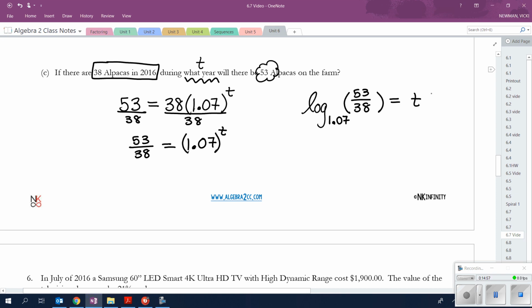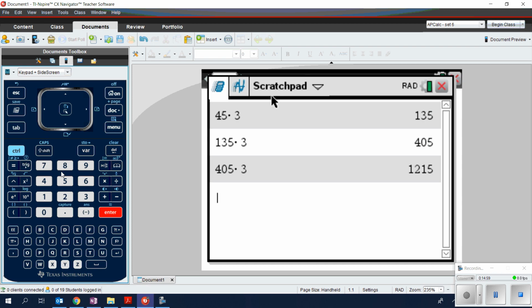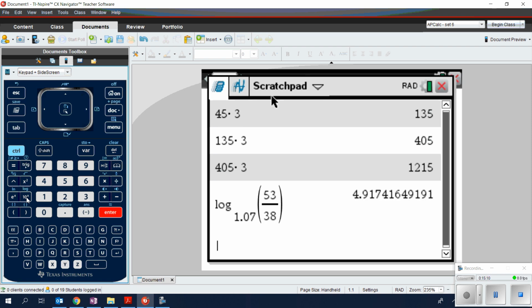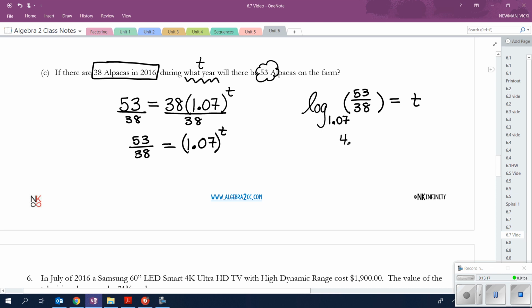So, calculator, quickly. Log 1.07. Okay, 4.917. But it asks us what year. So this is 4.917 equals t, but it's asking us for year. So 4.917 years after what year? So just add 2016.